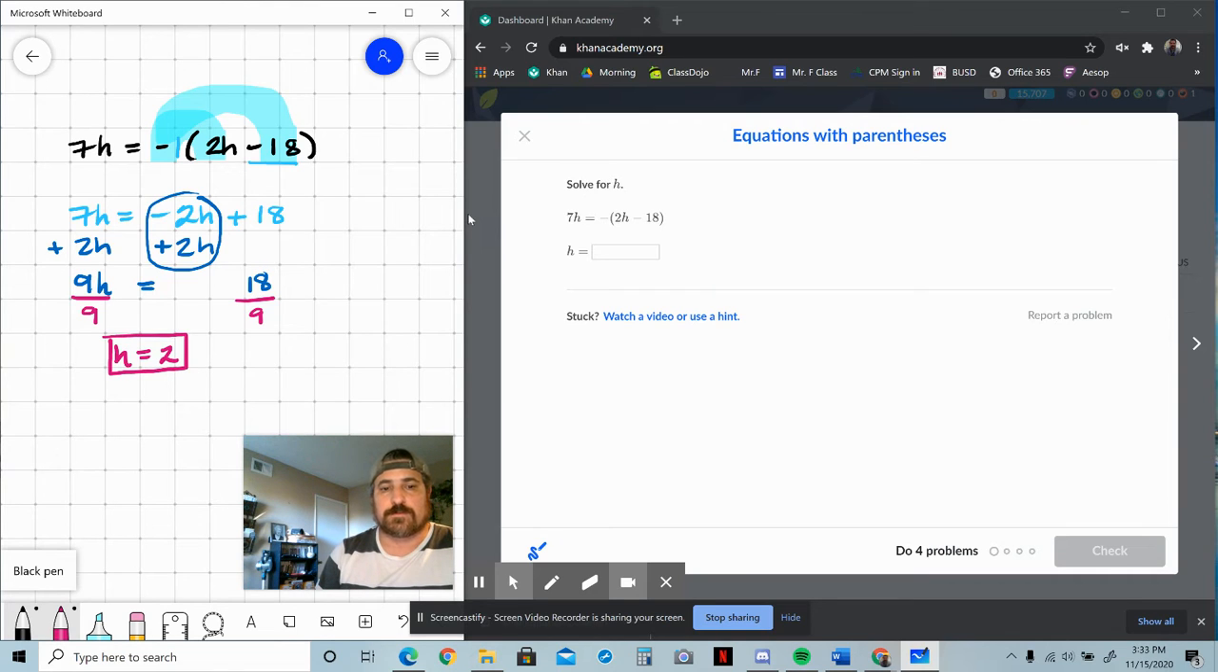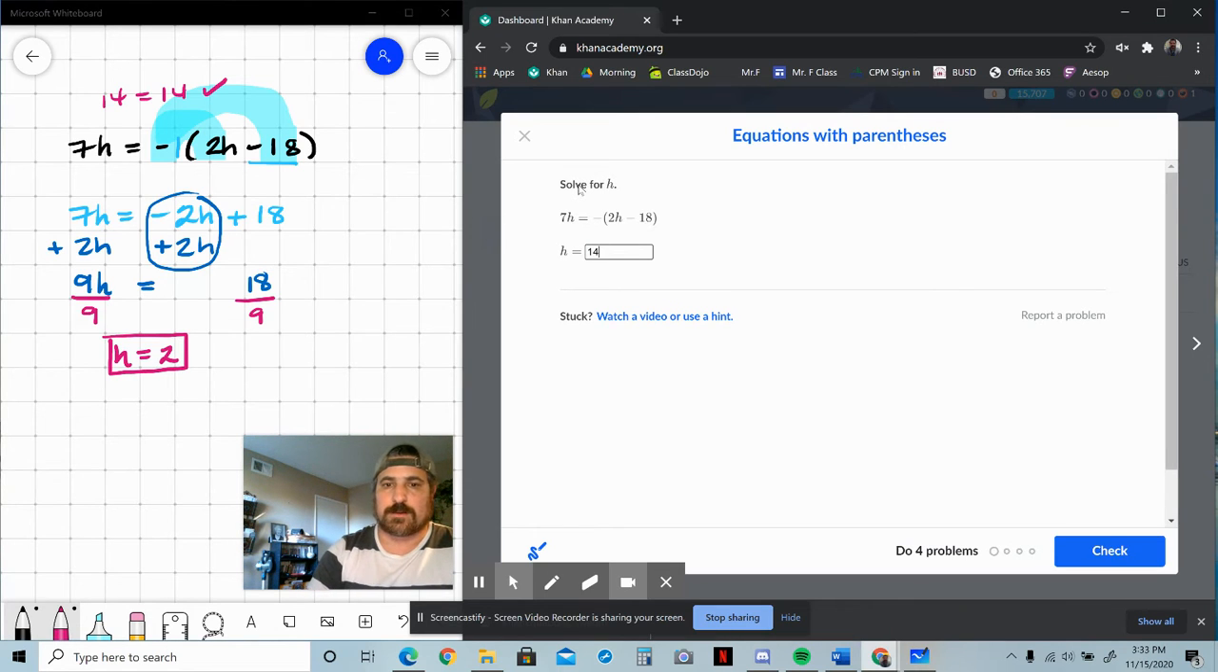What's 2 times 2? 4. What's 4 take away 18? Negative 14. What's negative 14 times a negative? That's positive 14. What's 7 times positive 2? Positive 14. So if you check it, 14 is going to equal 14. That's correct. All right, we put in the answer. H is equal to 14.